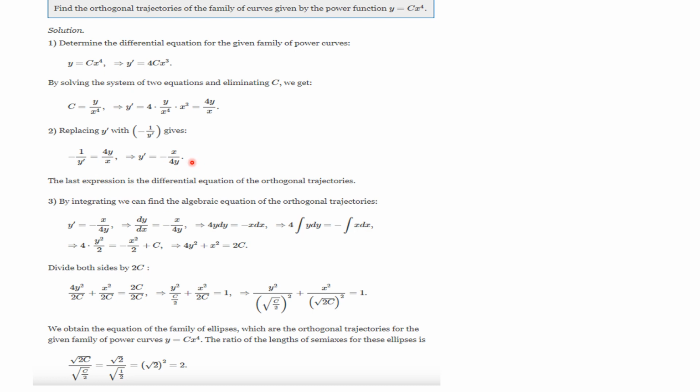It's separable again. Here we separate the variables, and we find that 4y squared plus x squared is equal to 2c, and we can reorganize that, and we find that this is an ellipse with certain relationships between the major and minor axis.